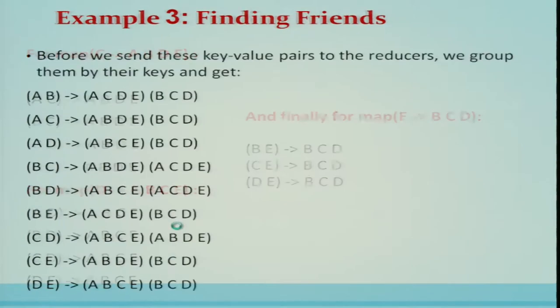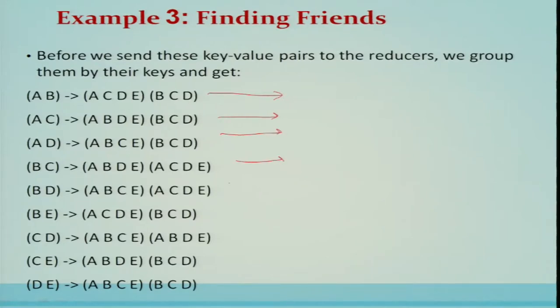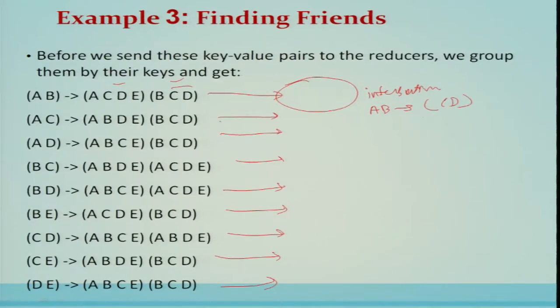Now let us see what happens next. Before we send these key value pairs to the reducer, we group them by their key and get these values. So here you see that this is one group, this is another group, another group. So all pairs will be in a separate group. The reducer will take the intersection of these two lists. So it will generate AB followed by the intersection. So the intersection is CD. Similarly, here in AC, if you take the intersection, B and D will come, and so on.